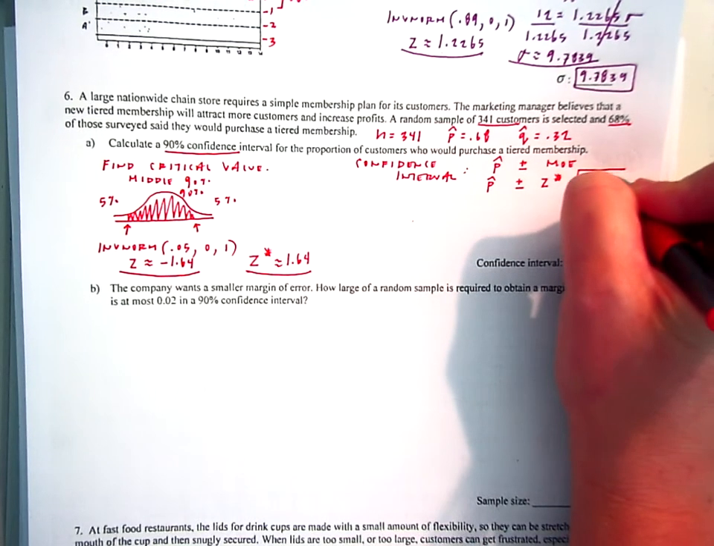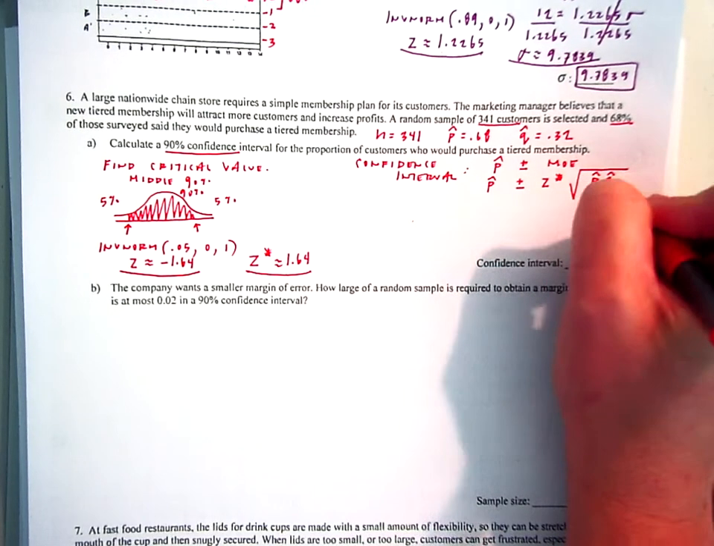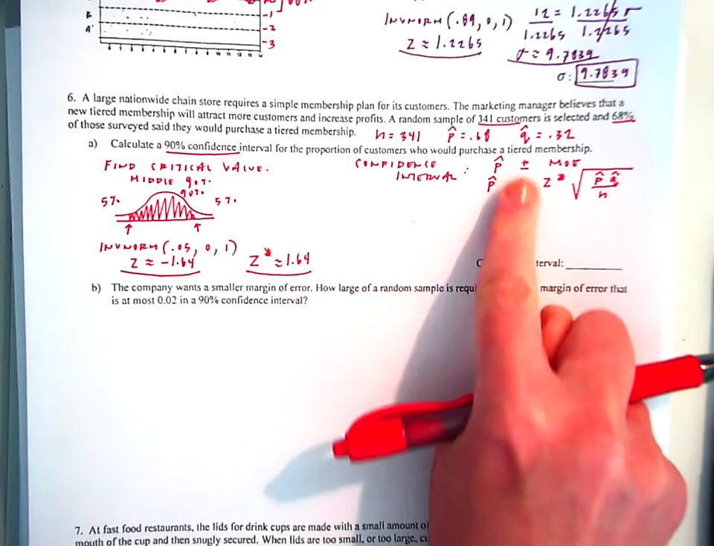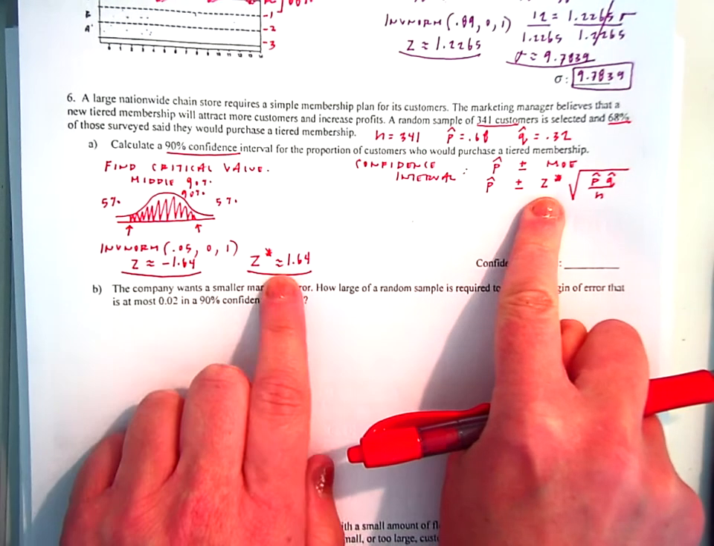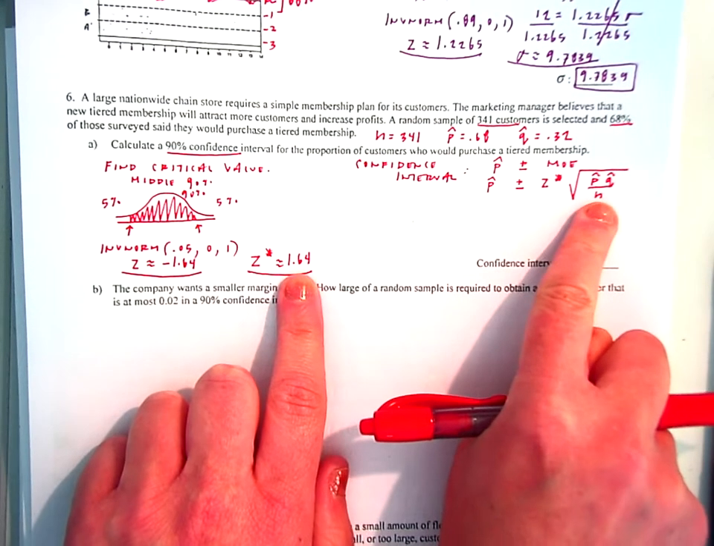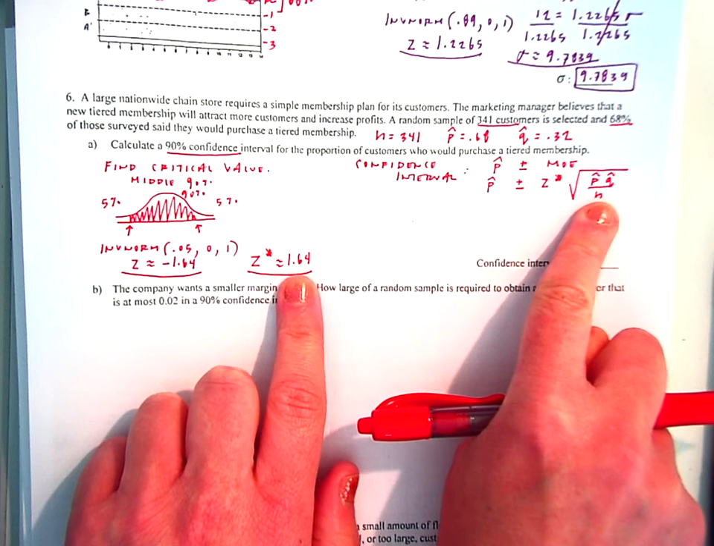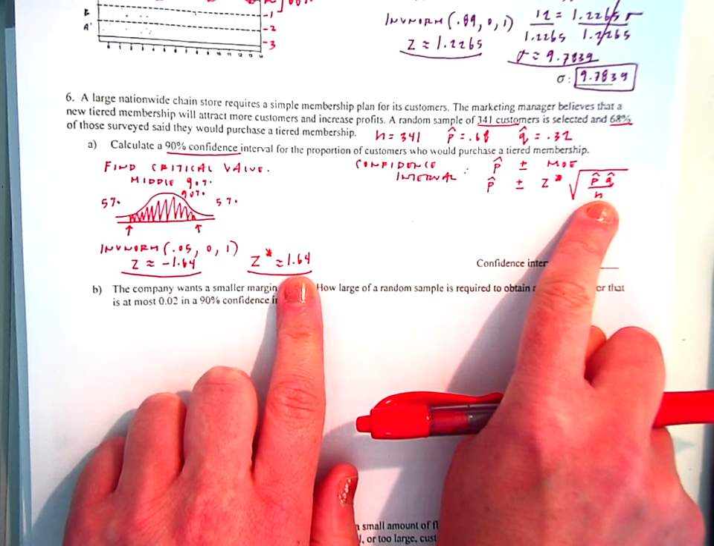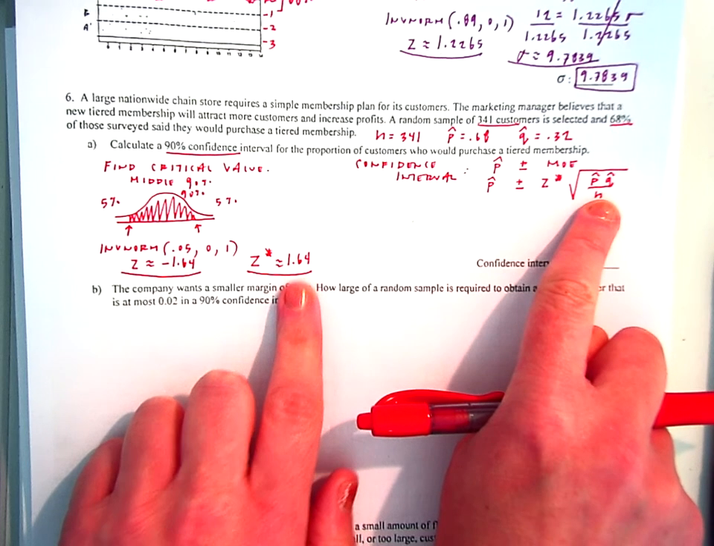The standard error is the square root of p hat q hat over n. So statistic plus or minus my critical value, I know that right here, times the standard error. We have a different word for it. We don't call it standard deviation because we don't know the true parameter. So we give it a different name, standard error.